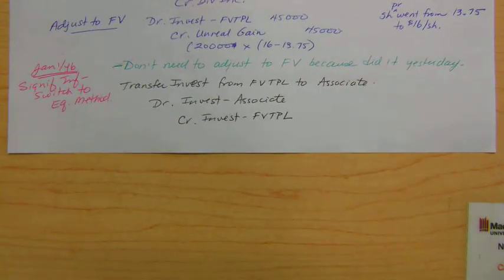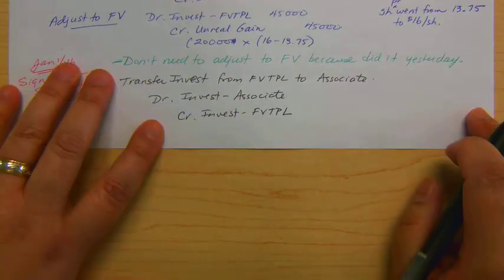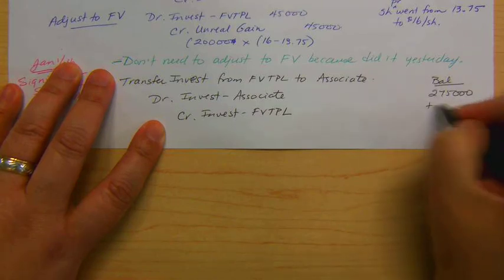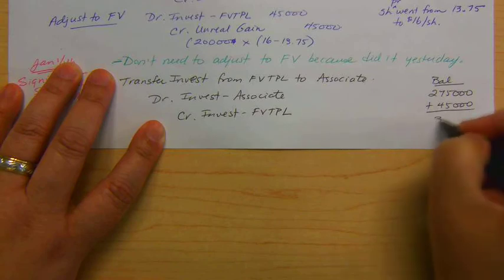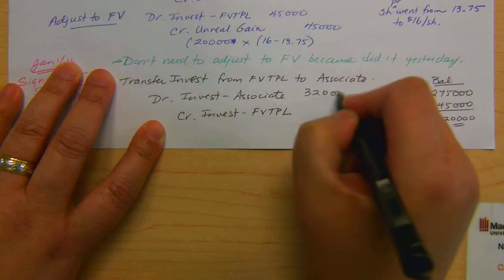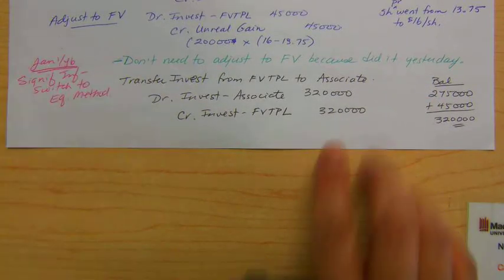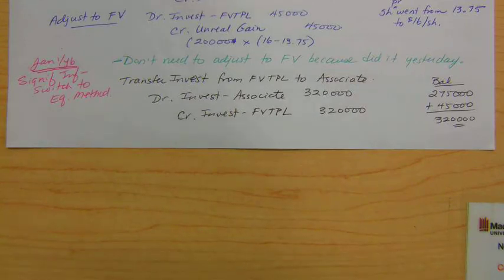But we need to know the balance first. So what's our balance? Plus the 5 gives you 320. Excellent. Okay, everybody good with what we did?